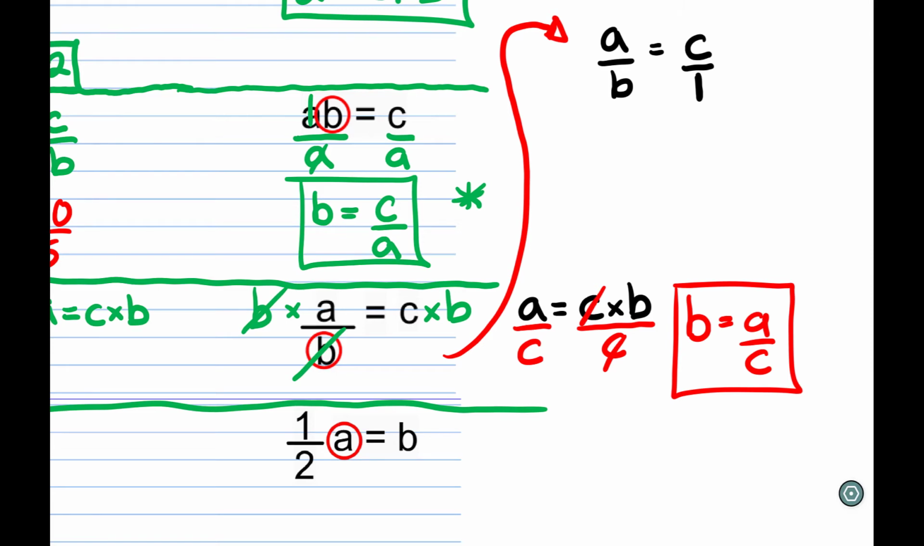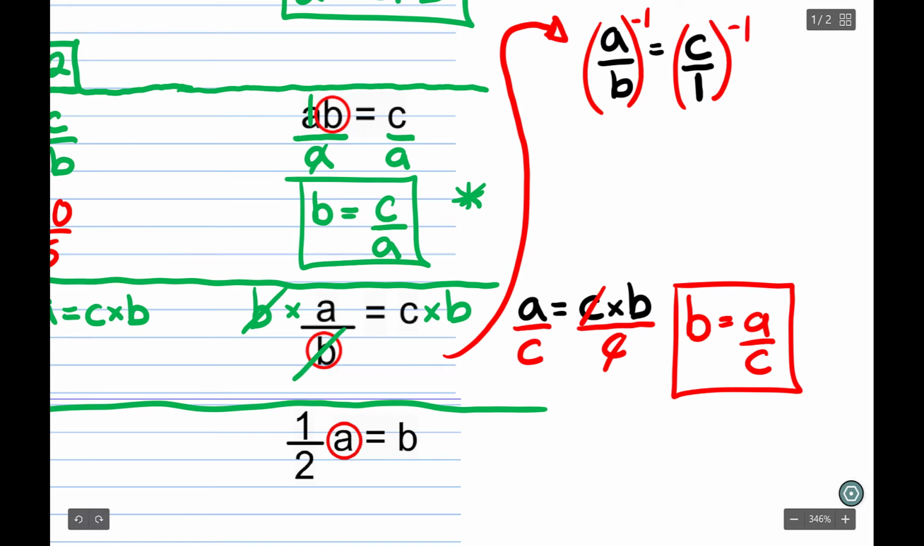Now, a lot of students haven't seen this before, but if you take a fraction and you take it to the power of -1, what it does is it turns it upside down. The numerator becomes the denominator and the denominator becomes the numerator. But if I do that to one side, I have to do it to the other. I would have to take this to the power of -1. So what you'd end up with is B over A is equal to 1 over C.